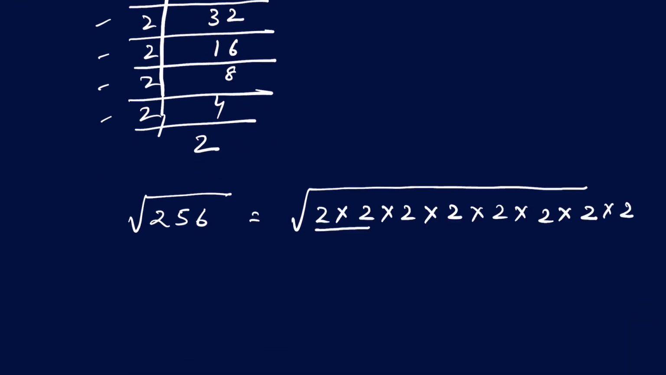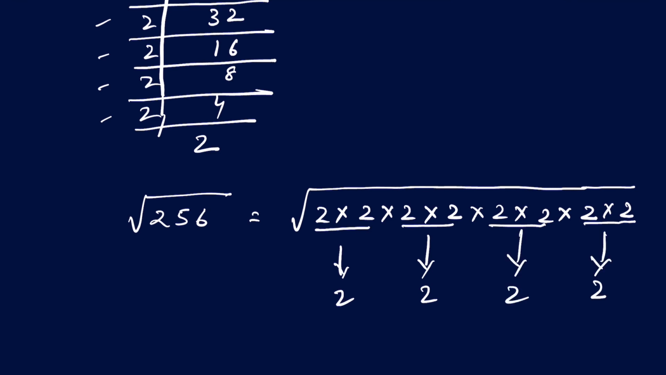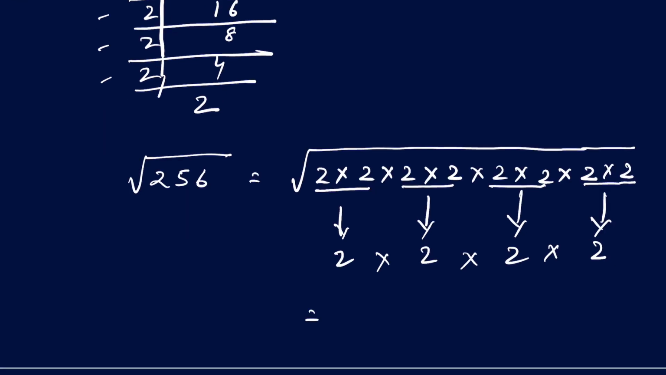So let's write it. We have pairs of 2. We have to pair them and then take out one number from each pair. So we are taking out 2 from this, 2 from this, 2 from this and 2 from this. Multiply them. So square root of 256 is 16. You can check it. When 16 is multiplied by itself, it is equal to 256. So this is how you calculate square root through the prime factorization method.